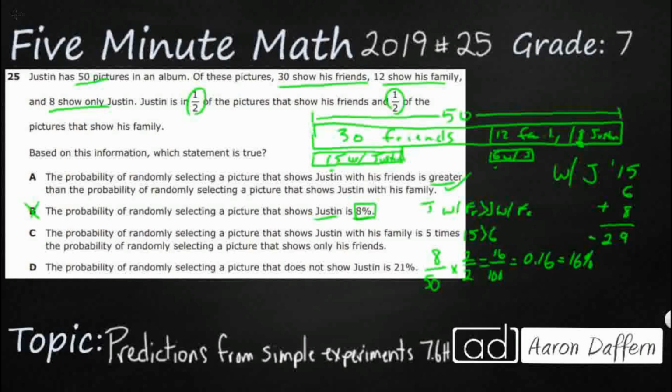Also, if you chose this, 29, the probability of randomly selecting a picture that shows Justin with family, so Justin with family is 6, is 5 times greater than selecting a picture that shows only his friends. That's 15. 15 times 5, nope. Probability of selecting a picture that does not show Justin is 21%. No, that is not correct either. So our answer here is A.